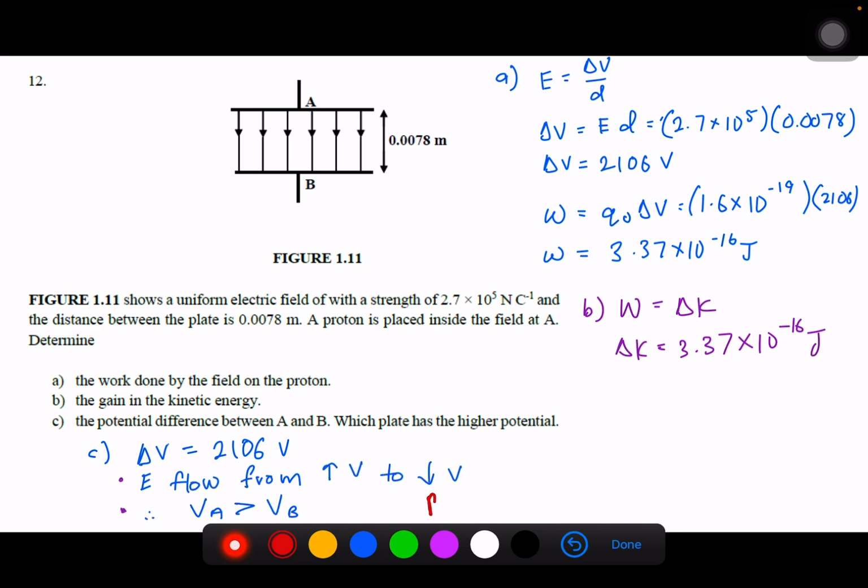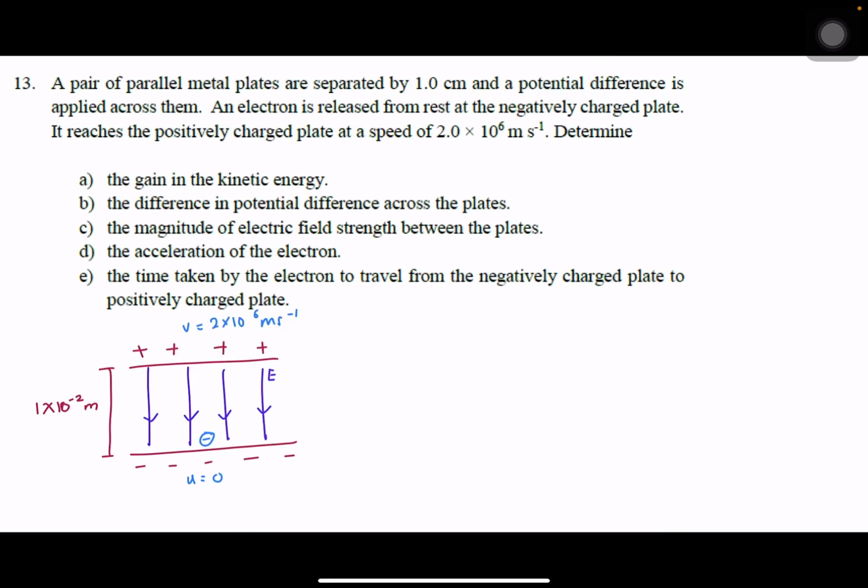Okay, plate A has higher potential. Okay, B.